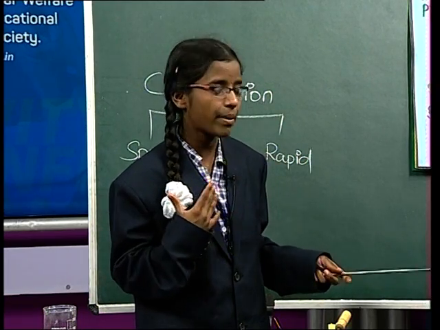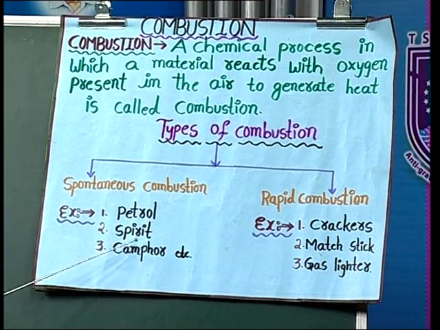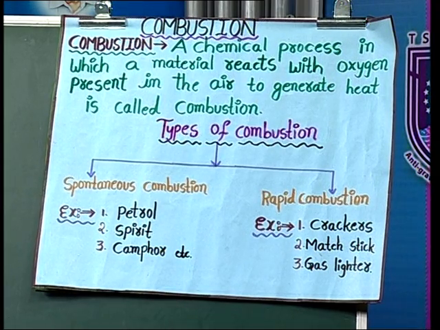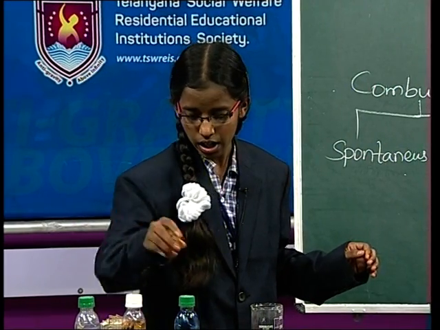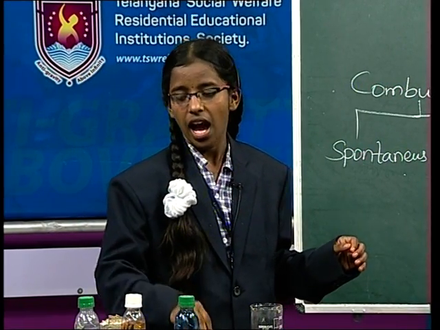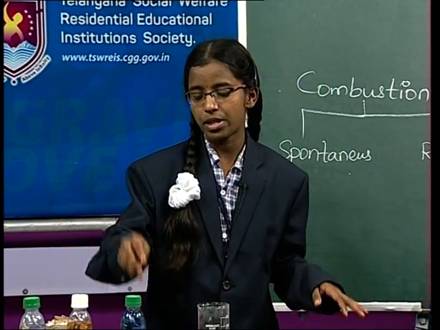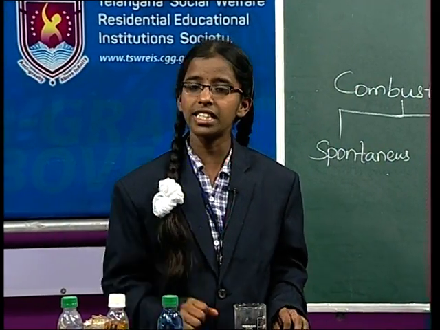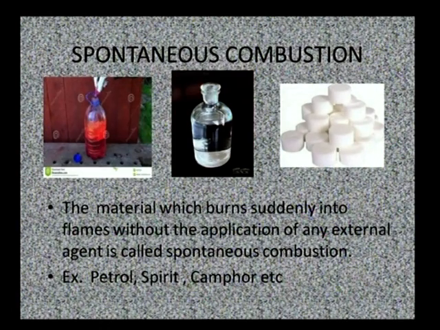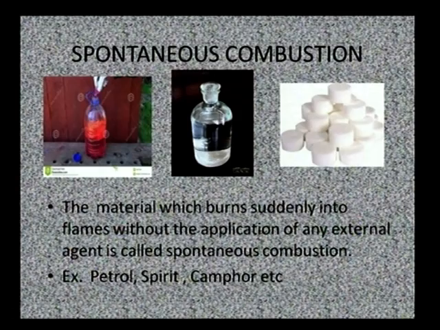Can I give examples? See here, petrol, spirit, camphor, etc. are the examples for spontaneous combustion. This is petrol, and this is camphor and spirit. The material which burns suddenly into flames without the application of any external agent is called spontaneous combustion. For example, petrol, spirit, camphor, etc. Okay friends, we learnt about spontaneous combustion.